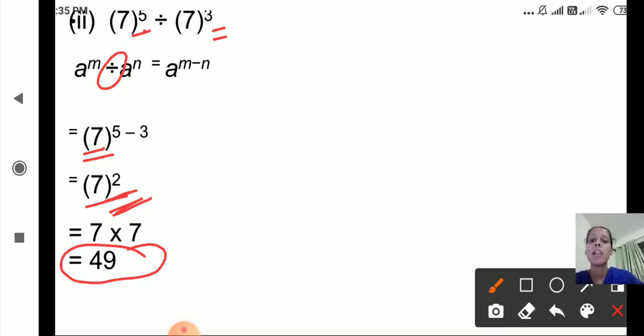Okay, hope you are clear with this. First we'll write down the formula, that is a raised to m divided by a raised to n is equal to a raised to m minus n. So 7 raised to 5 minus 3. Now 5 minus 3 is 2. So 7 raised to 2, we have to find the value. In the question it is given, find the value. So 7 raised to 2 is 7 multiplied by 7, that is 49. So the answer is 49.